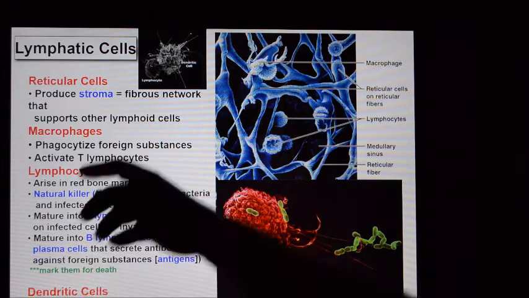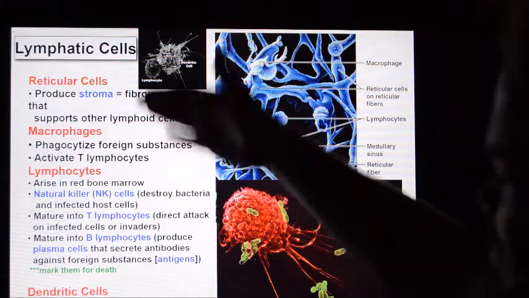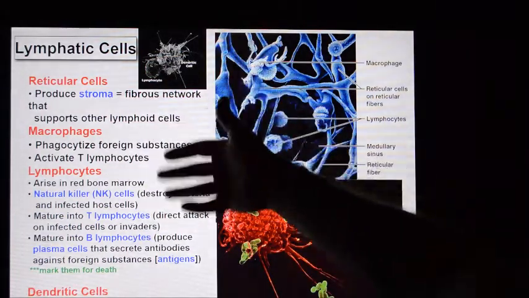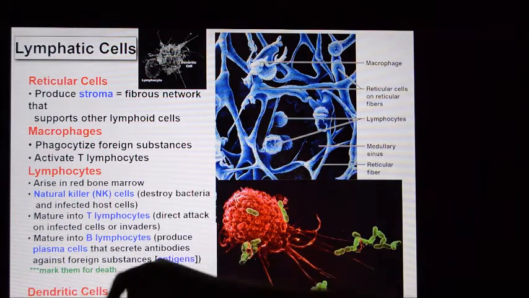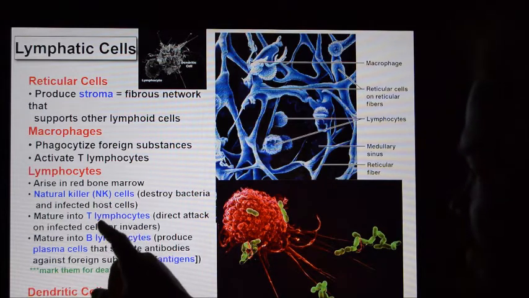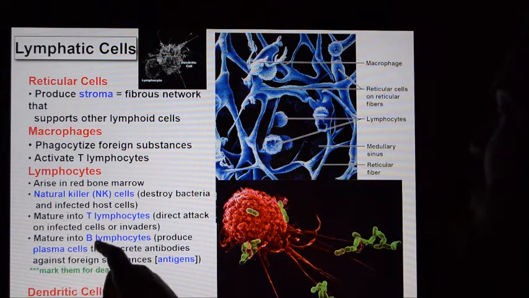There are macrophages that are like big white blood cells that attack and destroy foreign pathogens. Lymphocytes of various forms that attack and destroy pathogens. All of these are coming from bone marrow, by the way. Like natural killer cells, great name for killing off bacteria and infected host cells. T lymphocytes directly attack inflamed host cells. B lymphocytes.